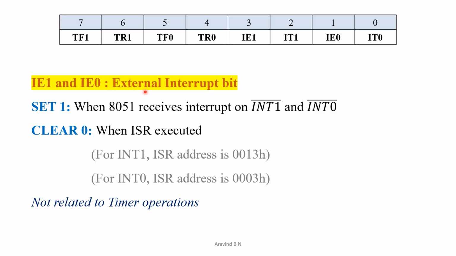IE1 and IE0, external interrupt bits. These will be set equal to 1 when the 8051 receives an interrupt on INT1 or INT0. Any of these two is applicable. They will be cleared to 0 when the interrupt service routine is executed. So this is for INT1 and INT0, and the addresses are given over here. This concept of IE1 and IE0 is not applicable for timer operations. When we operate in counting mode, we can make use of INT1 and INT0. In that condition, these two are applicable.